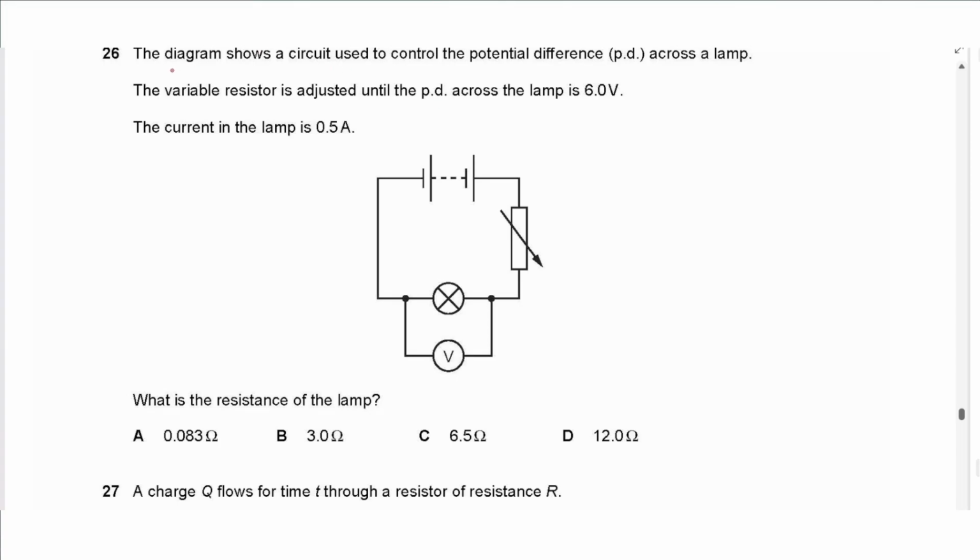Question 26 says, a diagram shows a circuit used to control the potential difference across a lamp. The variable resistor is adjusted until the potential difference of the lamp is 6 volts and the current in the lamp is 0.5 ampere. So we have V and we have I. What is the resistance of the lamp? Resistance is equal to potential difference divided by current. So we divide 6 by 0.5. That gives an answer of 12 ohms. So the answer is D.